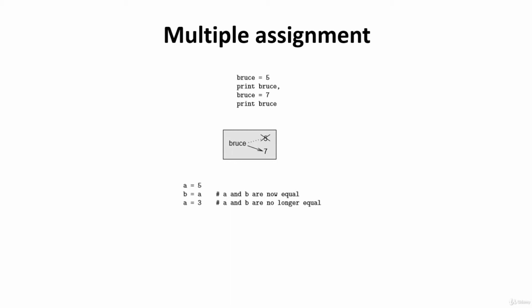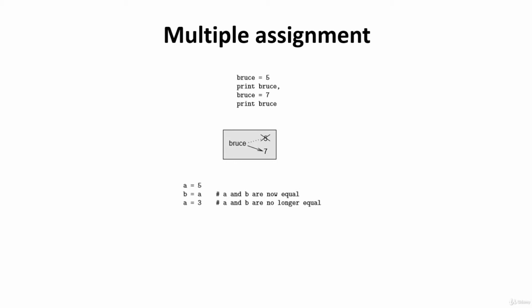Furthermore, in mathematics, a statement of equality is always true. If a = b now, then a will always equal b. In Python, an assignment statement can make two variables equal, but they don't have to stay that way. This looks like this.